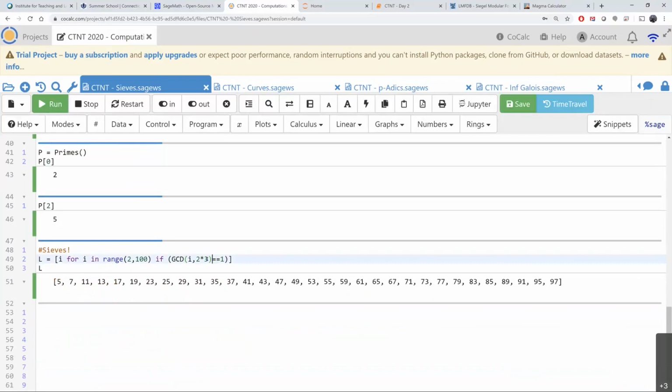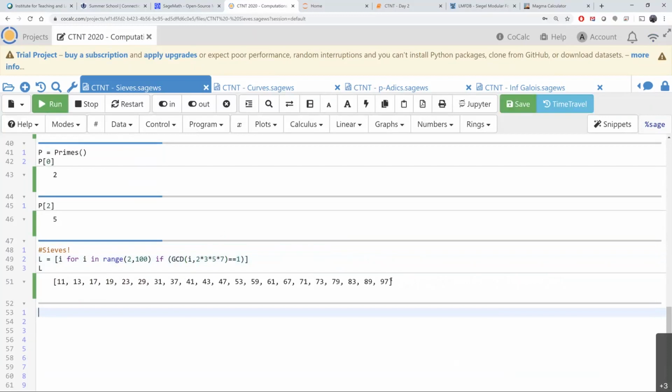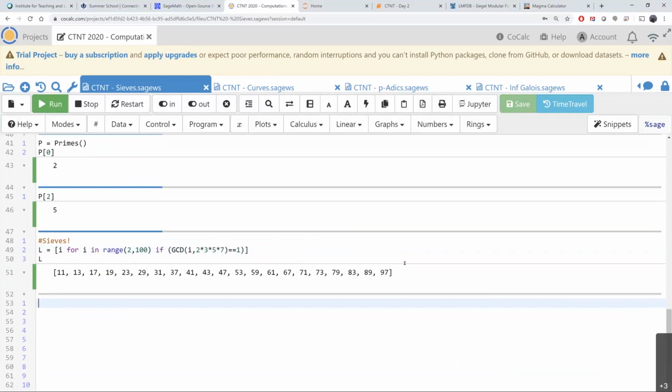Times 5 and times 7 would give me all these numbers. Since the square root of 100 is 10, and I've sieved out the multiples of the primes below the square root of 100, these are all prime numbers. So 2, 3, 5, and 7, and all these are the primes below 100. So that's a sieve for you.